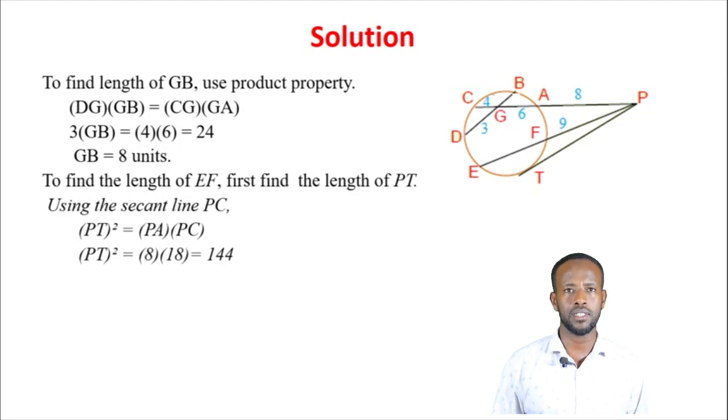So that is BC. So BT square is equal to 144. In short, what is BT? BT is 12 units because of the square root of 144.